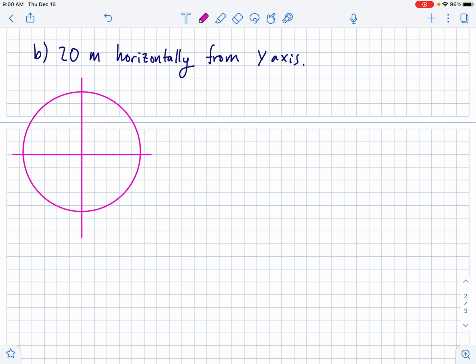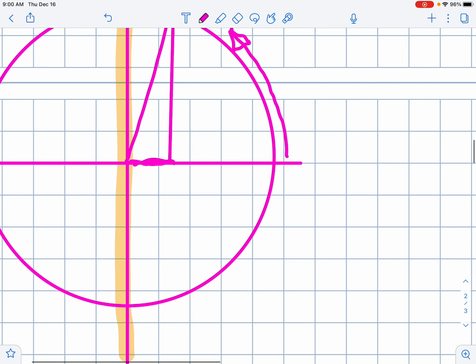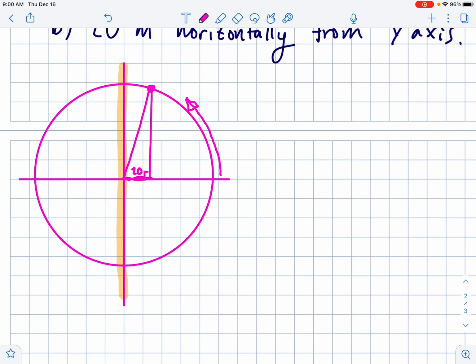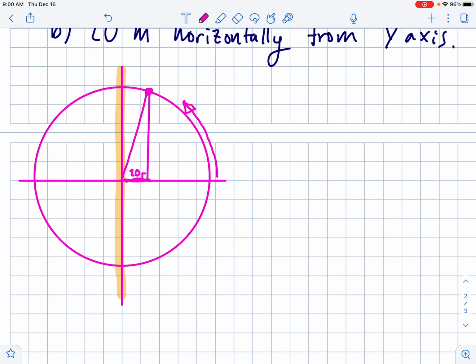So 20 meters from the y-axis, there's actually 4 different spots where this happens, because if you picture this being the y-axis, as the pod goes around the circle this way, there's going to be a spot right here where you can draw a triangle where this distance right here is 20 meters. So if I zoom in here, there's a spot where this is 20, and this makes a right triangle.